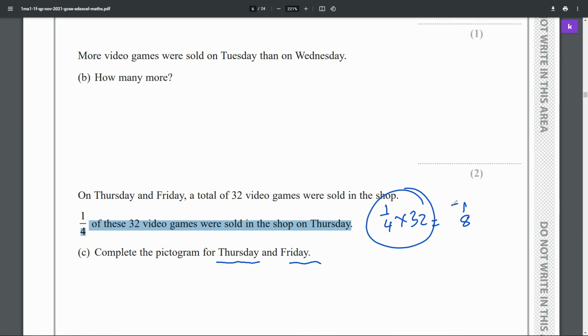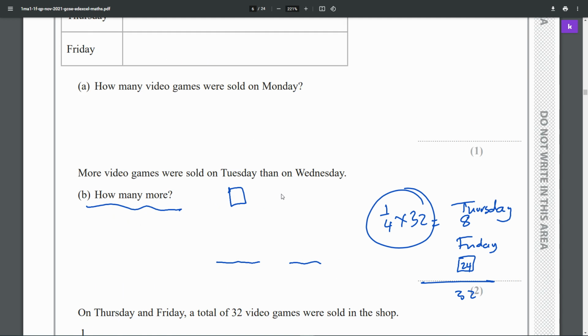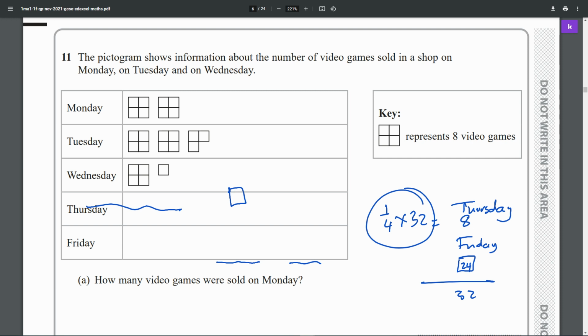So 8 was on Thursday, by the way. And 32 was for both days. So then Friday has to be the remaining part that will add up to 32 for both days, which is 24. So Friday should be 24 and Thursday should be 8. So let's go back there. Thursday should be 8 and Friday should be 24.